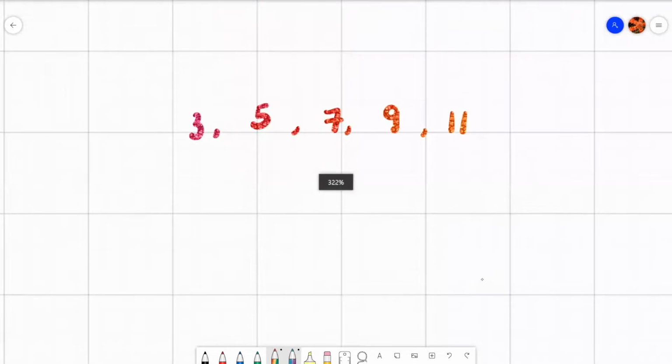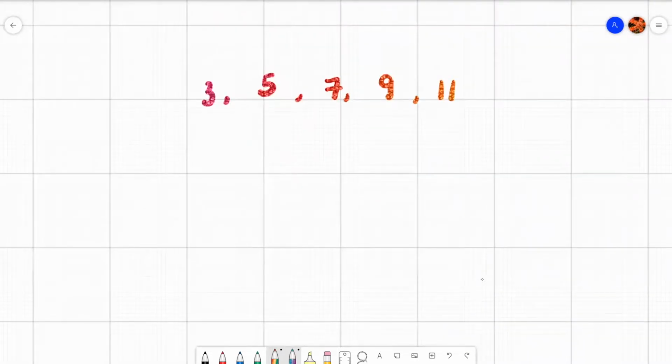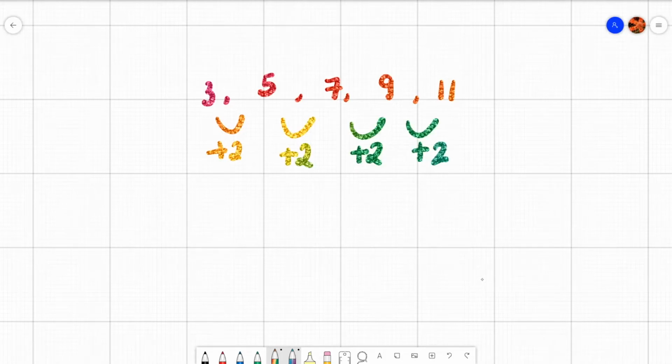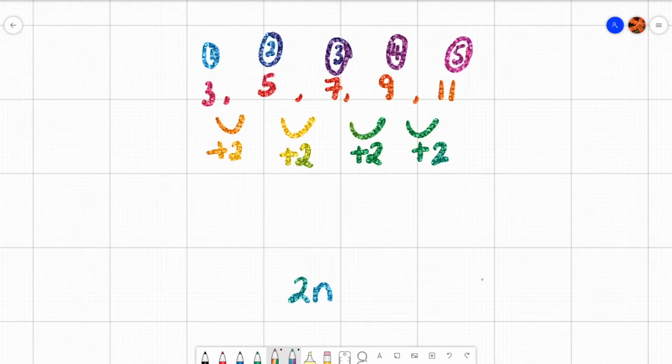Okay, so what we're doing this time, each time, I'm adding 2, adding 2, adding 2, and adding 2. Okay, so I'm going to say my sequence is 2n. However, that's incorrect because that's not the 2 times table, is it? It's not 2, 4, 6, 8, 10. So we've got to do some other work with this now. That's my first number in my pattern. That's my second number. That's my third number. That's my fourth number. And that's my fifth number.